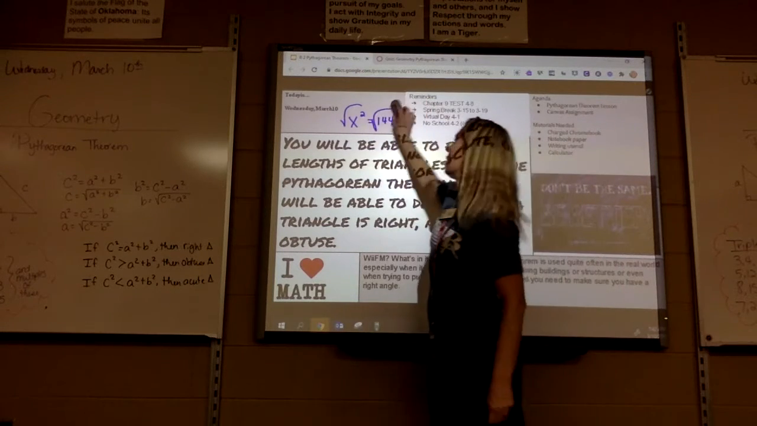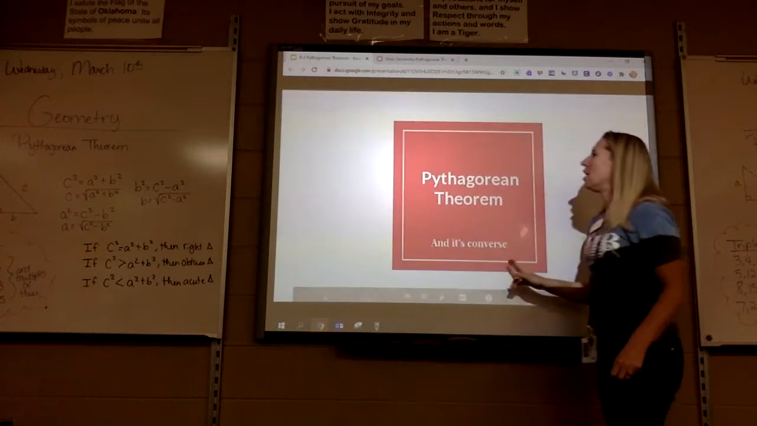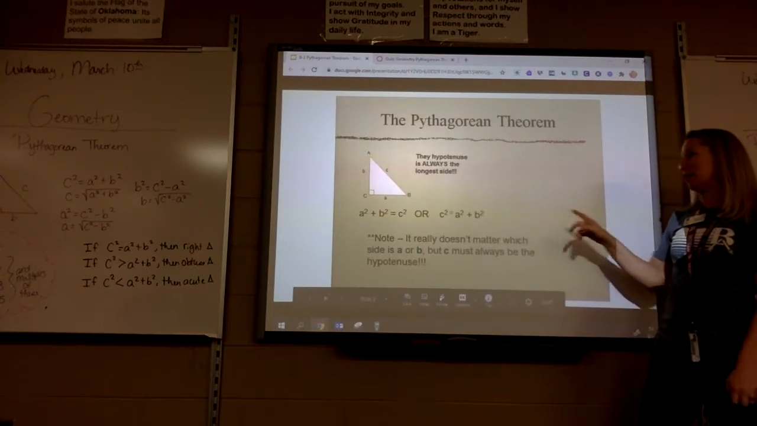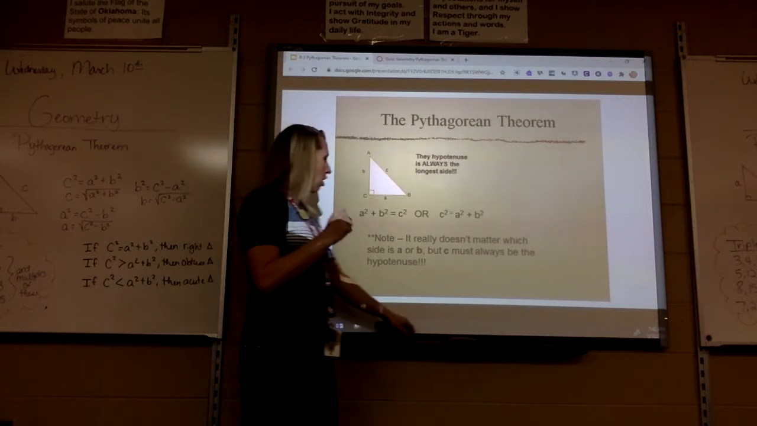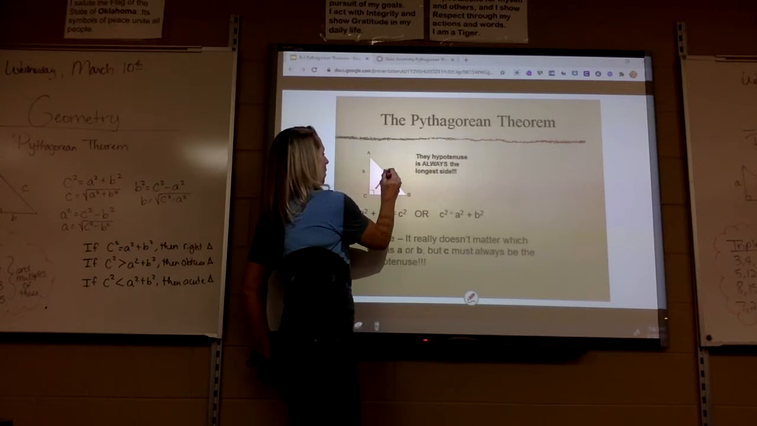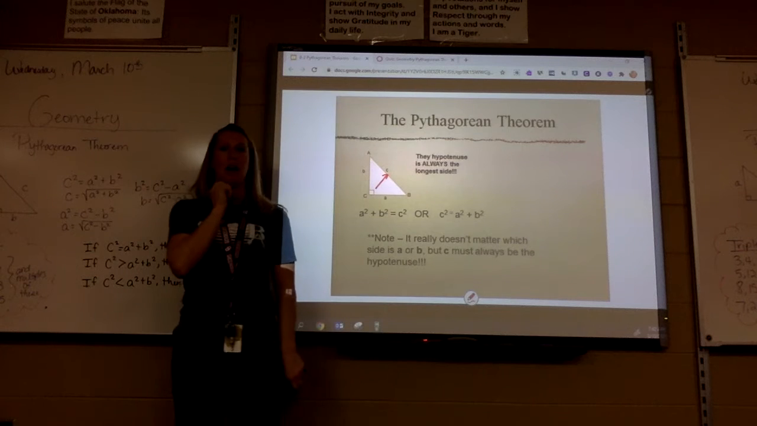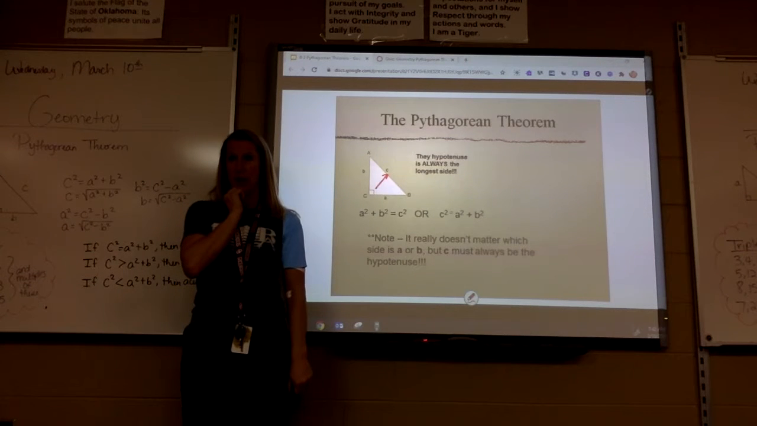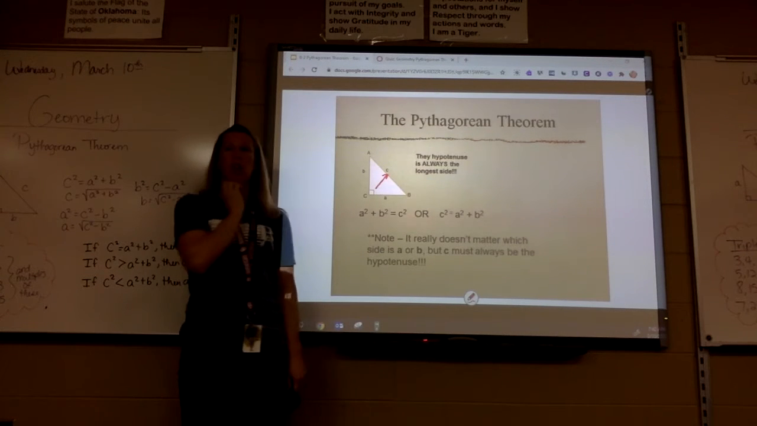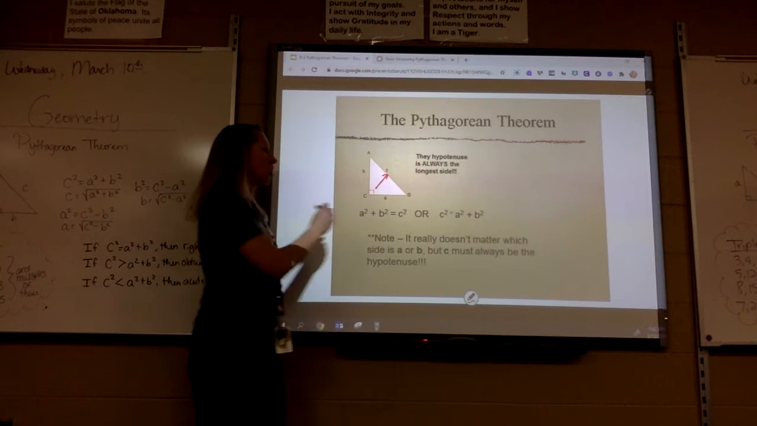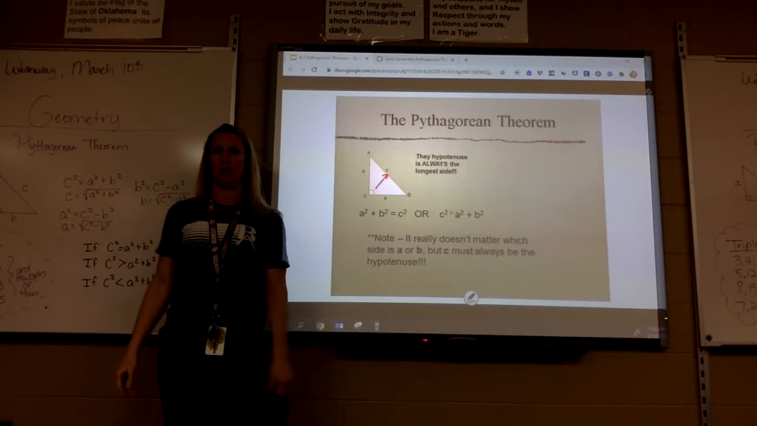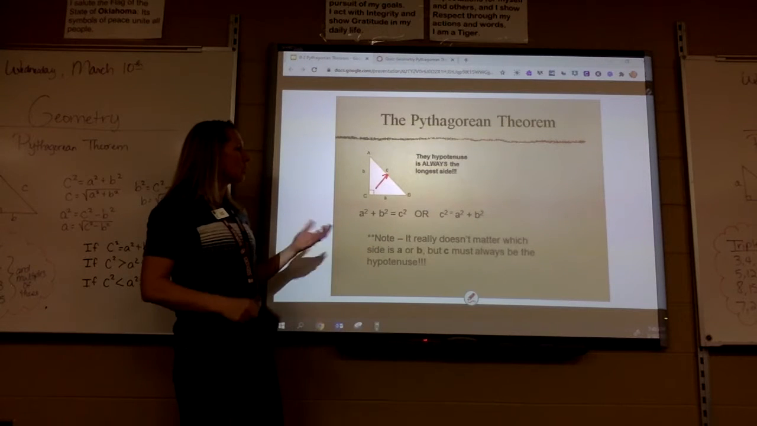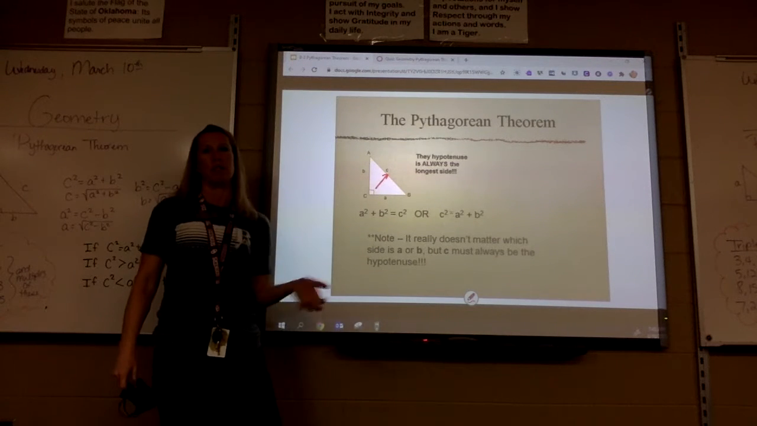You have to square root to get what x is. Okay, let's talk about the Pythagorean Theorem. So we have a right triangle. The side across from the right angle is called the hypotenuse. Did you guys know that? Yes. It's always the longest side. So the side across from the right angle is the hypotenuse, and it is the longest side of your right triangle.